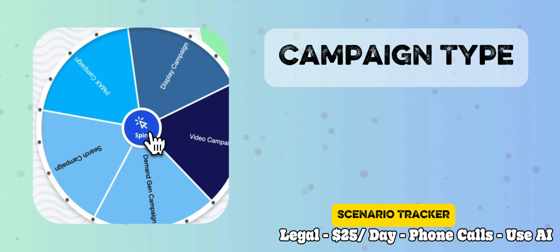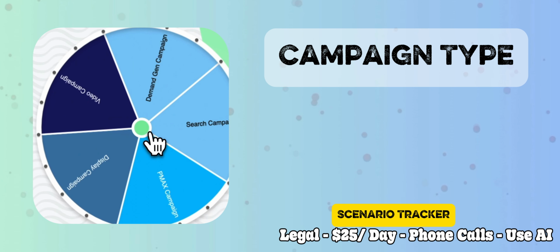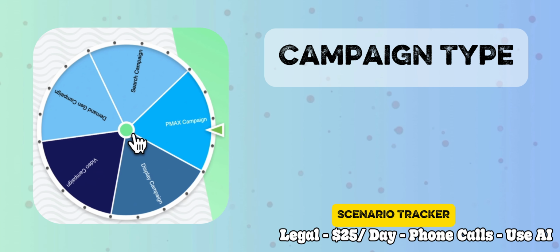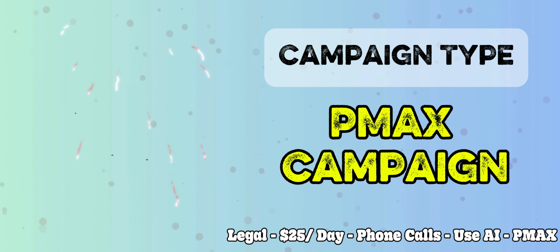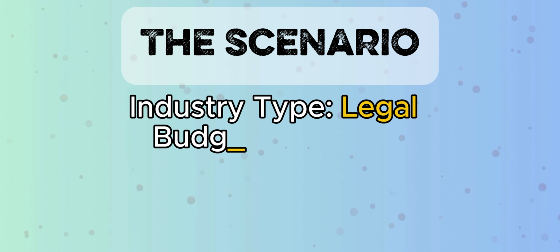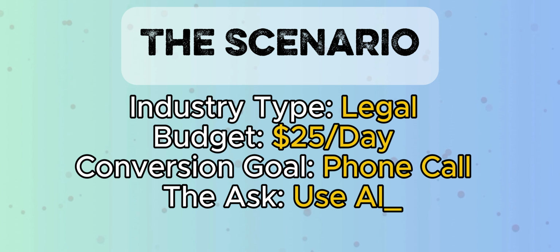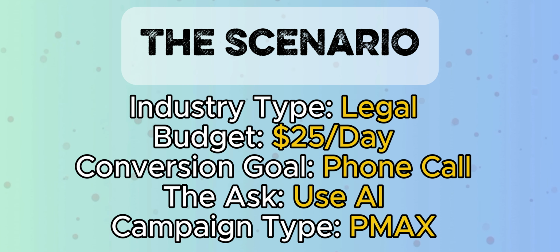That's gonna work great for us because that's already gonna be baked into so many of the campaigns. Now, the campaign type, I think will be okay as long as we don't get display, and PMAX I think we can work with. So there we have it. Our scenario is gonna be legal at $25 a day, bidding towards the phone call conversion with the ask to use AI on PMAX. Let's dive into it.